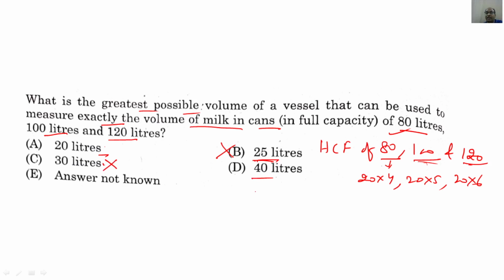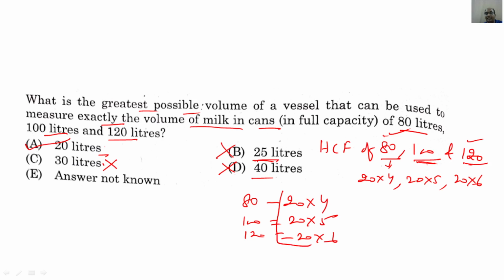Similarly, 40 liters when we are going, yes, 80 liter can be measured, 40 into 2. 100 cannot be measured because 40 into 2 is 80 only and 20 liters are left. Similarly, 40 into 3, yes, 120 can be measured. So this cannot be the common factor. So here our answer is only and only 20 liter. So A is the answer. So 80 can be written as 20 into 4 and 100 can be written as 20 into 5. 120 can be written as 20 into 6. So we see that the highest common factor is 20. So 20 is the answer.